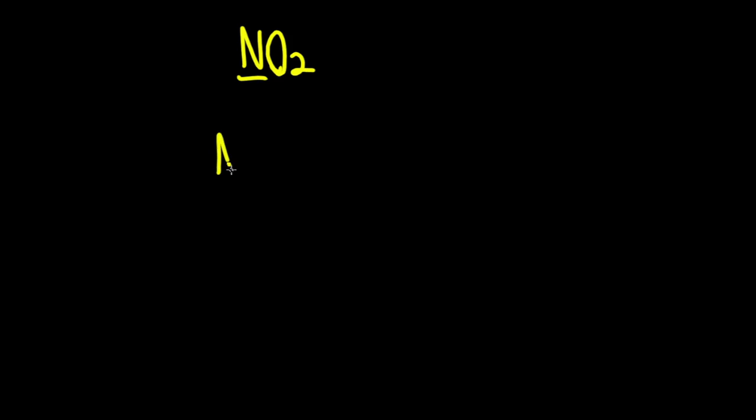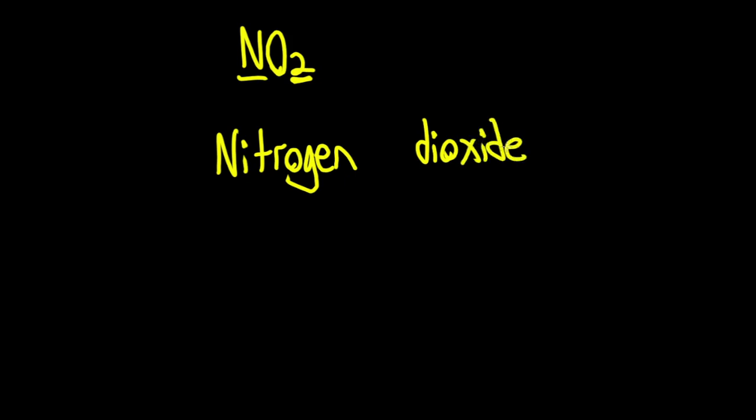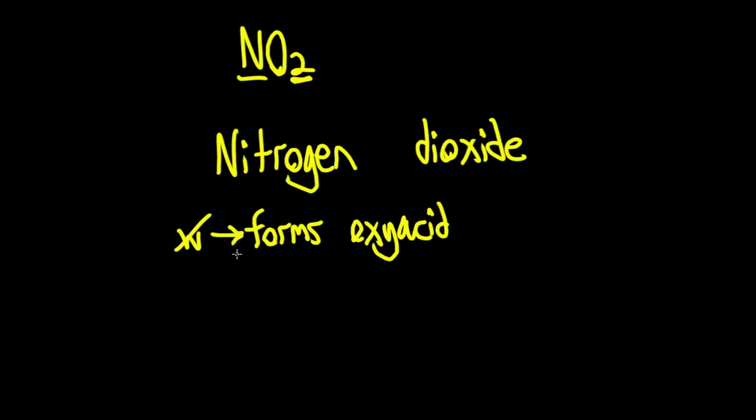So I find my element that has the least amount of atoms, which is nitrogen, and I see that oxygen has 2. I have 2 oxygen atoms, so I'm just going to call this nitrogen dioxide. Okay, my hazards are going to be: forms oxyacid when it reacts with water, and it's toxic.